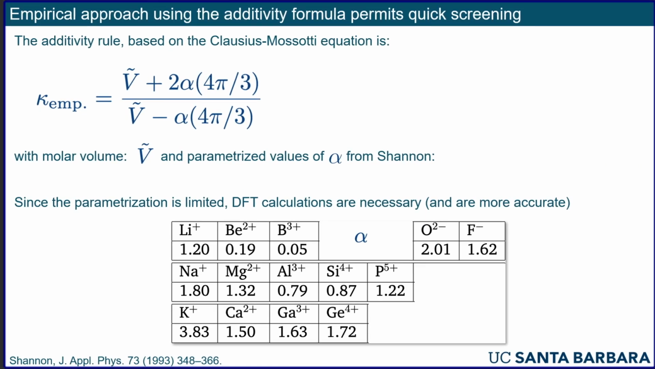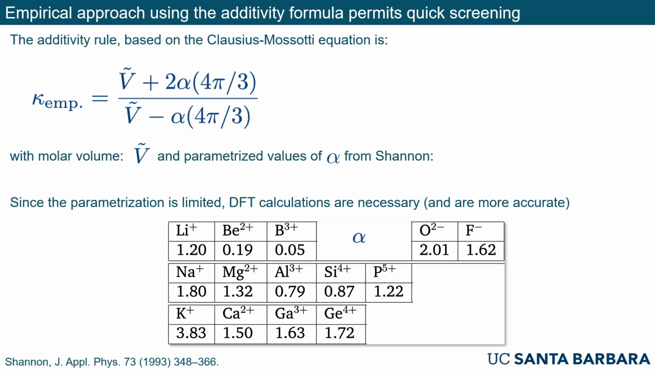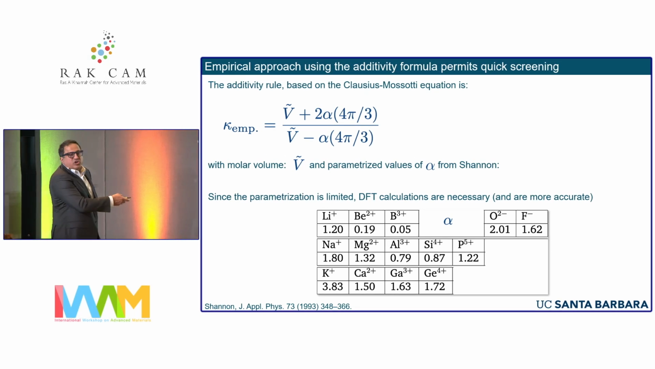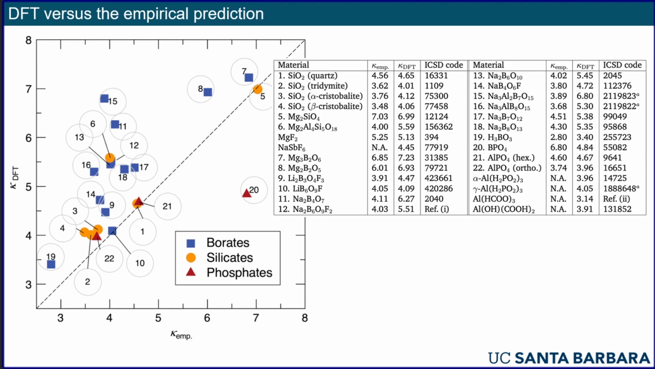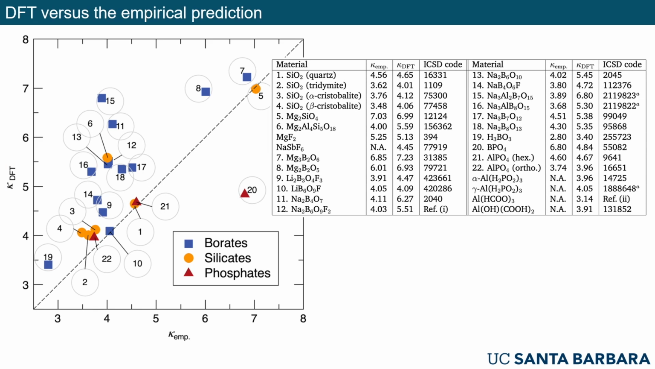So there is an empirical way of finding the dielectric constant developed by Shannon. It's based on the Clausius-Mossotti equation. And Shannon published these parameters in 1993, so associated with different ions are these alpha values. You can plug them in here, and the only other thing you need is the molar volume. So there's an empirical way of calculating, at least for oxides and fluorides, the dielectric constant, and there is DFT. So we just selected a set of compounds that we thought are maybe good candidates. The empirical value is plotted here, the DFT value is plotted here. We trust the DFT, and we see that for silicates and phosphates, DFT does pretty well, maybe with some exceptions, but borates are all over the place, and there probably are reasons for this. But when you look at this plot, you already see that 3.8 is a hard number to reach.